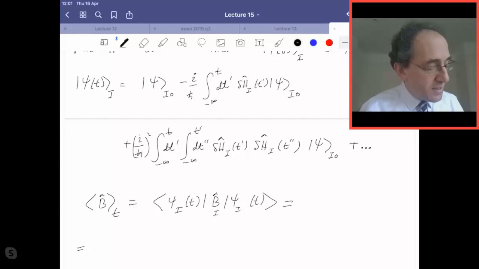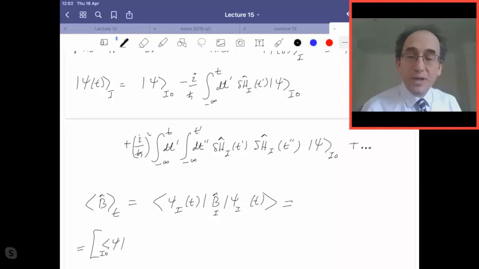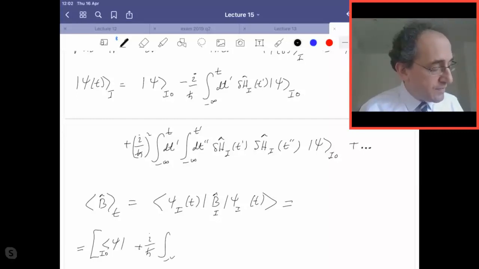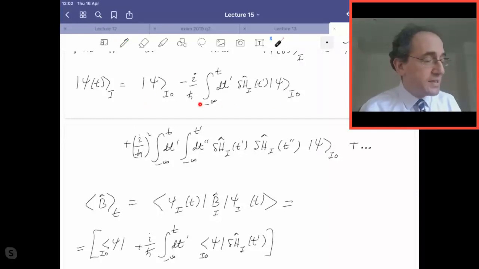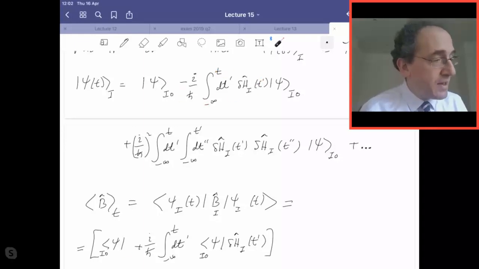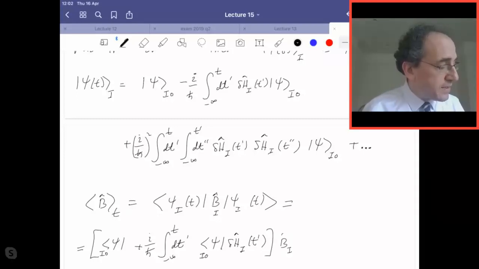Okay, so I need the bra first. So we have bra psi I zero. So that's the leading term in bra form. Then I over H bar integral minus infinity to T dt prime. And then we have psi interaction zero and delta H interaction of T prime. And then I'm going to leave off higher terms because they're higher order in delta H. So this is just the bra associated with the leading two terms of the expansion, which is written out here. And then we'll have B interaction hat of T.